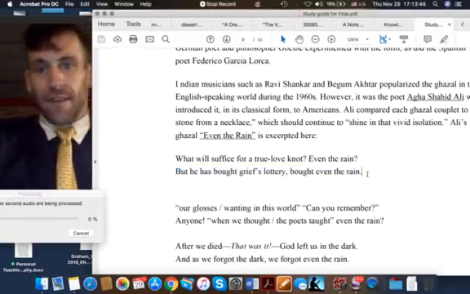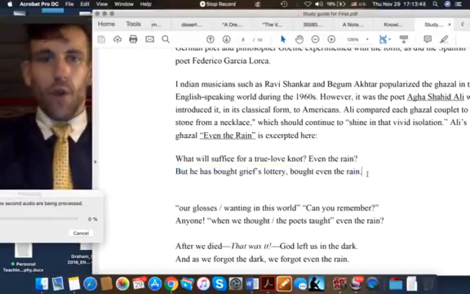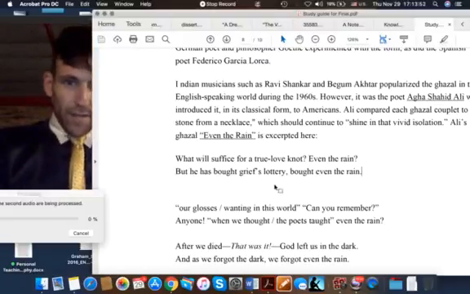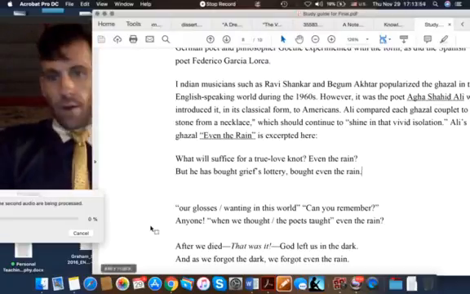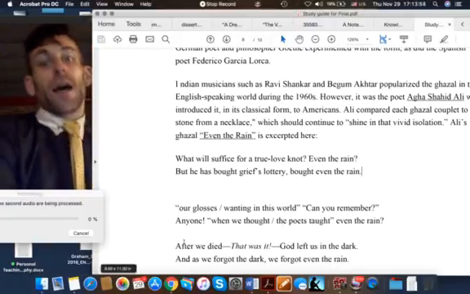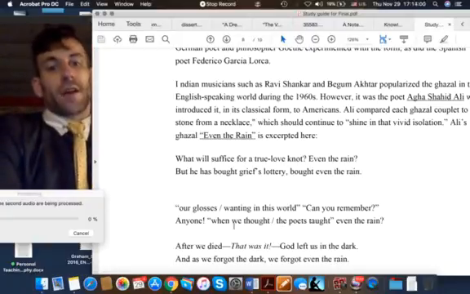Following that, the next couplet will have even the rain only in the last of the lines, right? So you say, our glosses wanting in this world, can you remember anyone, when we thought the poets taught even the rain? After we died, that was it. God left us in the dark. And as we forgot the dark, we forgot even the rain.